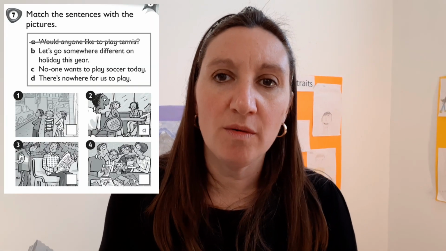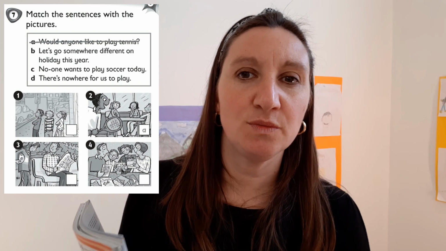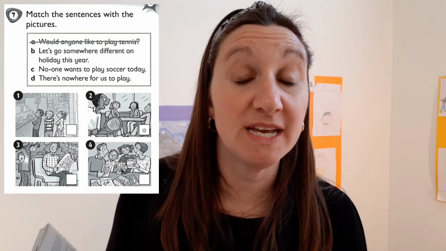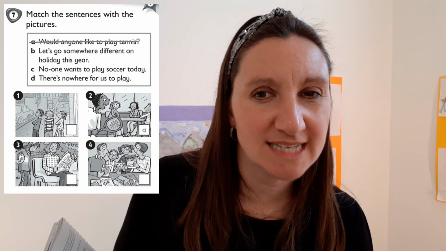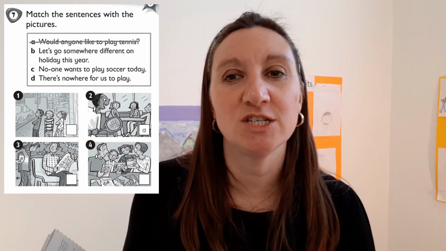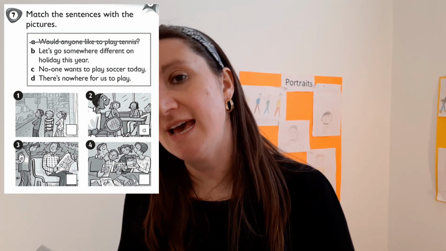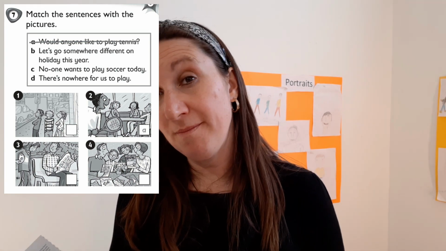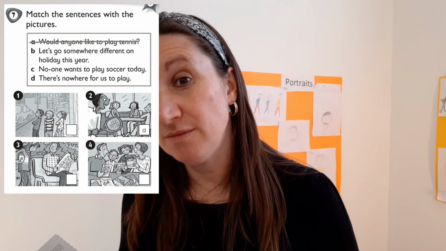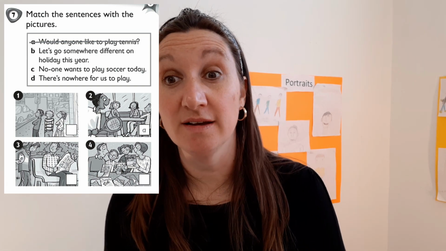And now in part 7, we've got match the sentences with the pictures. Okay, so we've got A. Would anyone like to play tennis? That's picture 2. So we put A in the box in picture 2. So match the sentences with the pictures and write the letter in the little box.